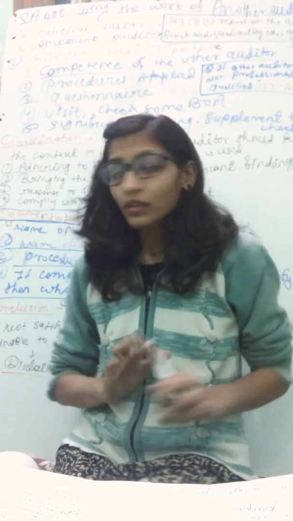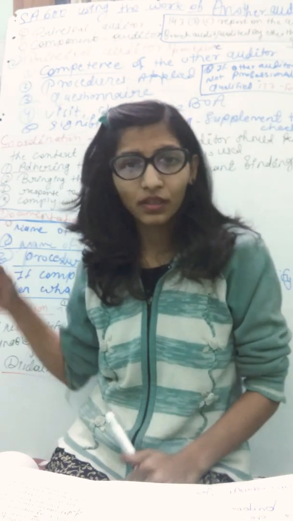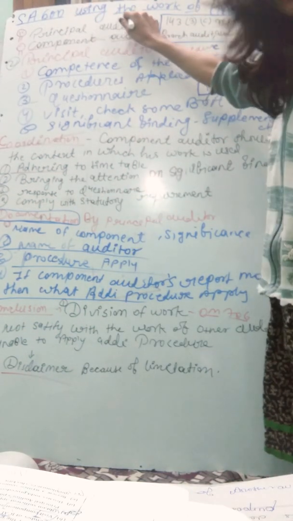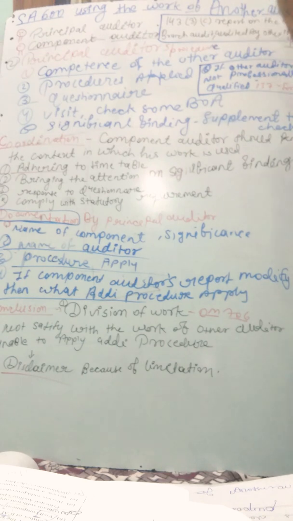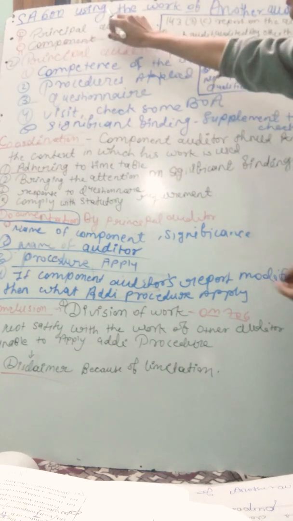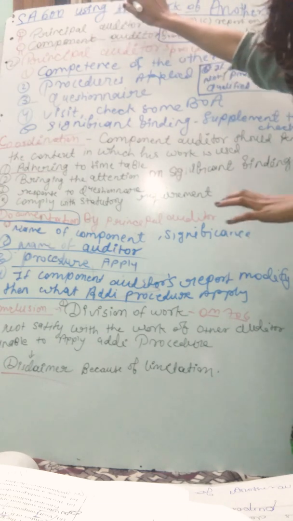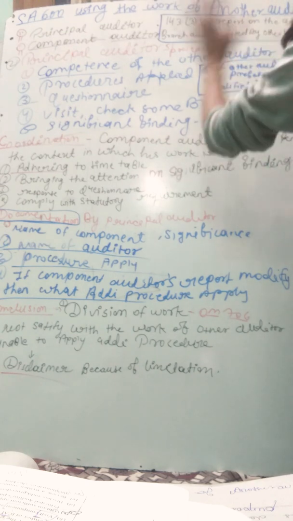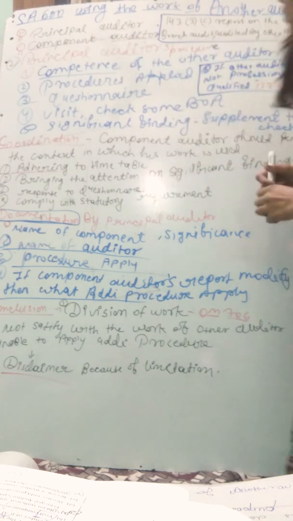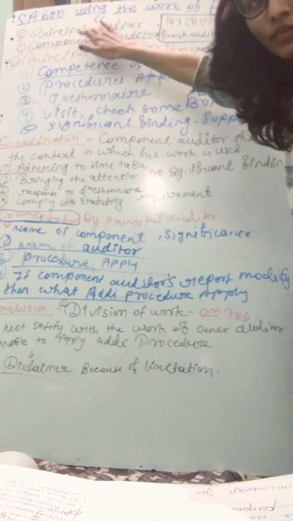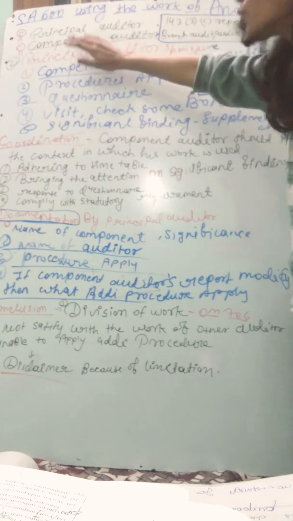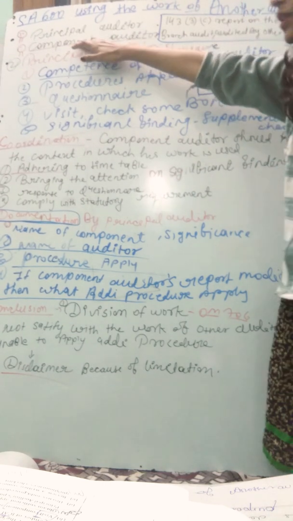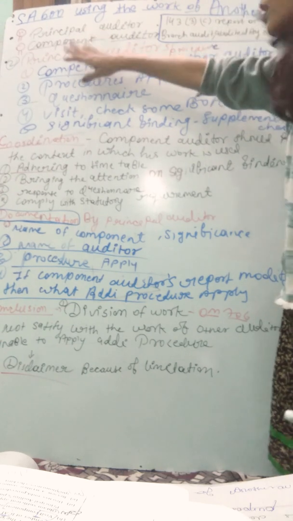Okay, this is all about 600. We take a quick revision. 600, using the work of another auditor. In this context, there is no other international standard on auditing. There is the principal auditor and the component auditor. The principal auditor works on the entity's financial statements and provides the opinion on the financial statements of the entity, and the component auditor is the auditor of the branch, subsidiary and other divisions.